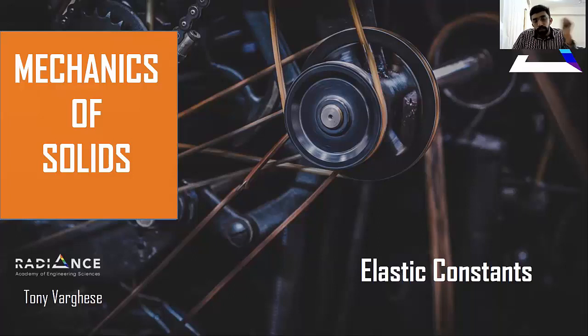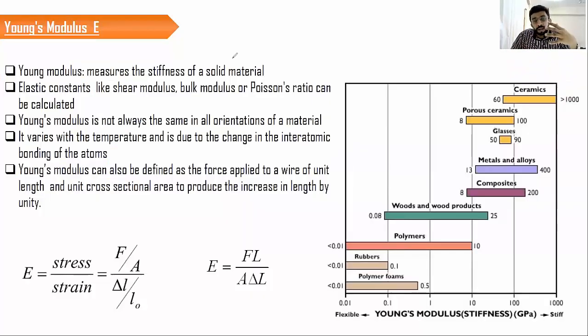So in this class, we are going to discuss the various features of these elastic constants and how they are related to each other. Young's modulus is basically the material's ability to resist deformation. It is nothing but the stiffness. Every body resists deformation, and the amount of this resistance can be easily understood by the values of Young's modulus. Higher the Young's modulus means it is very difficult to deform the material.